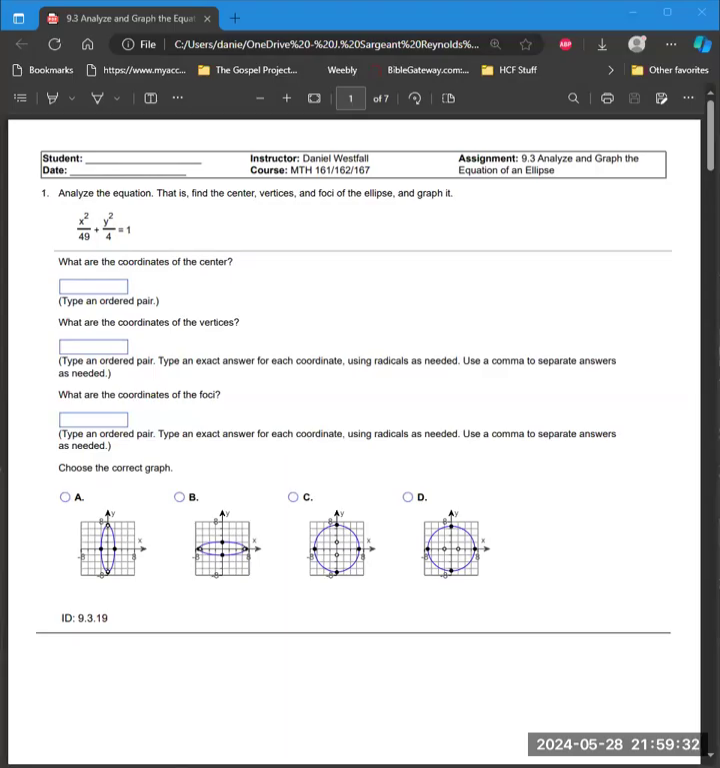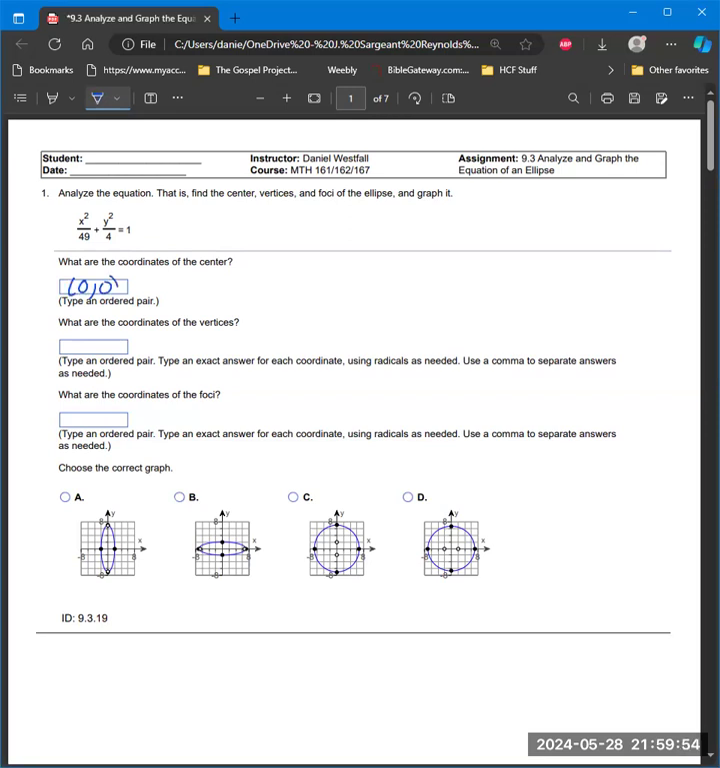In this video, we're going to analyze and graph the equation of an ellipse from 9.3. Let's go ahead and analyze the equation. That is, find its center, vertices, and foci of the ellipse, and then graph it. So the center has coordinates at 0, 0, since we're not subtracting anything from x or y.